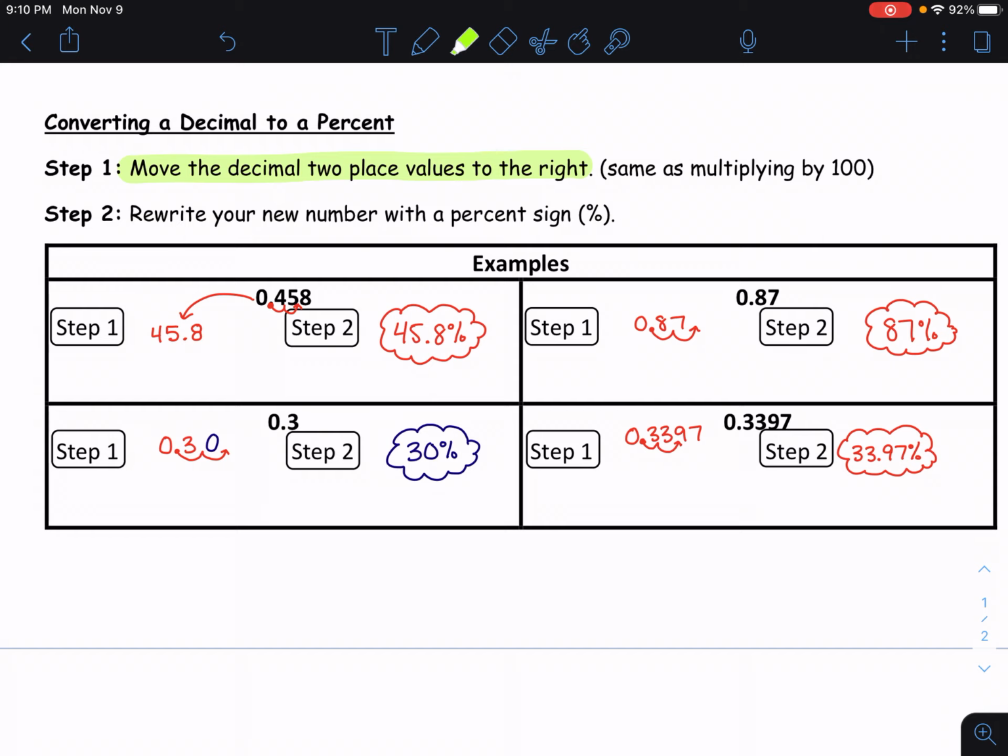Decimals and percents are different. So moving that decimal is important, and including the percent sign is extremely important. Okay? Your homework is to practice converting decimals to fractions and decimals to percents.